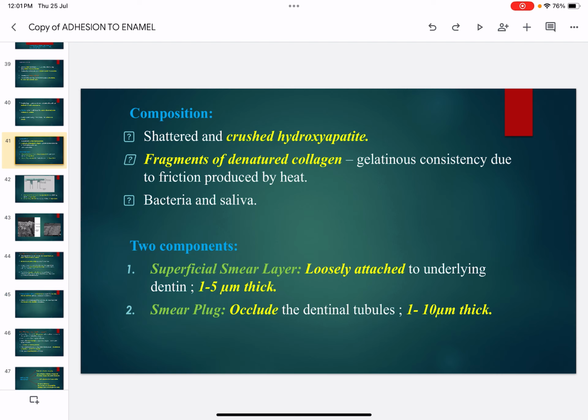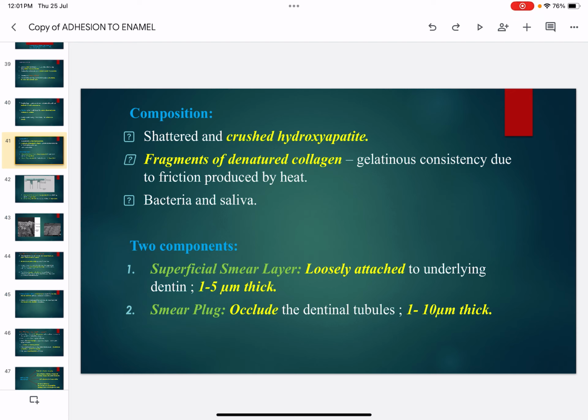Let's see about the composition of a smear layer. Smear layer basically consists of three main components: shattered and crushed hydroxyapatite, fragments of denatured collagen, which has a gelatinous consistency due to the friction produced by heat, and abundance of bacteria as well as saliva.